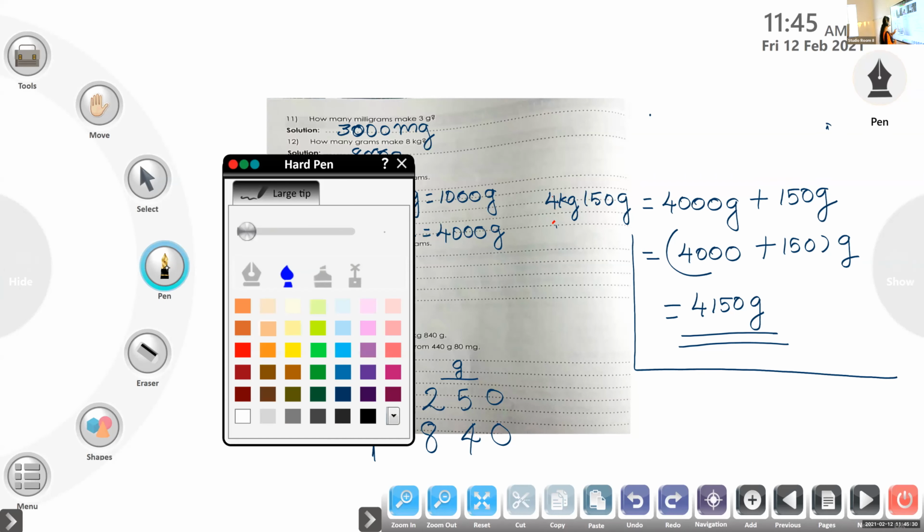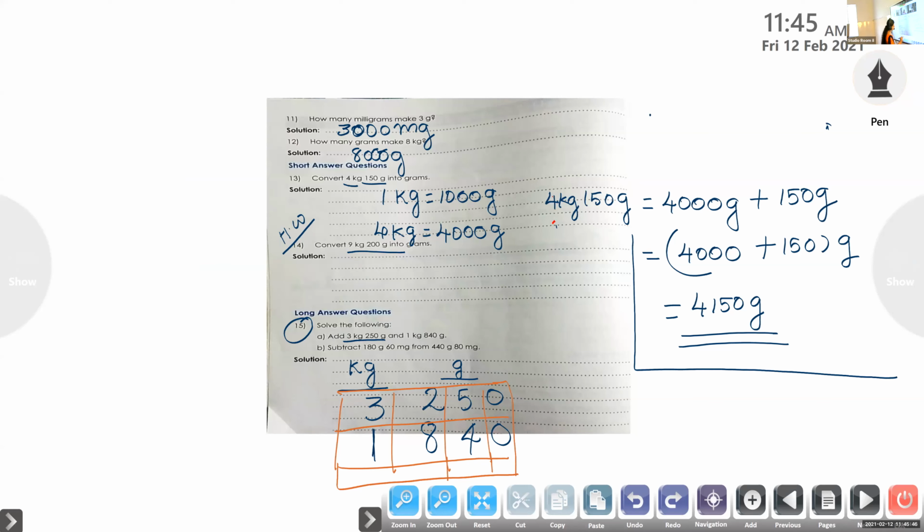And now you can draw the lines and do the addition as we have done in the last topic. You can start addition from the rightmost digit. 0 plus 0. Lysel, are you doing? Very good. 5 plus 4.